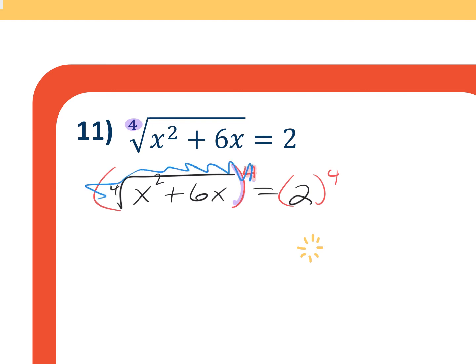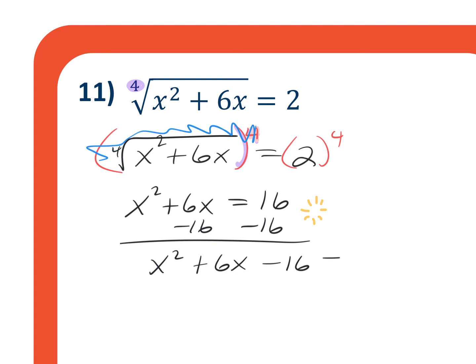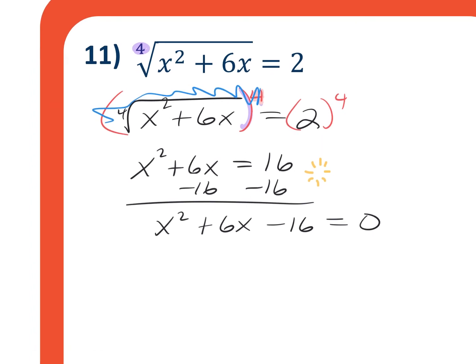So now you're just left with x squared plus 6x. And then I have to do 2 to the 4th, which is 16. I now need to move the 16 over and set my equation equal to 0. So now I get x squared plus 6x minus 16 equals 0. I have a nice easy trinomial to factor. I'm looking for the factors of negative 16 that give me positive 6, and those factors are going to be positive 8 and negative 2.